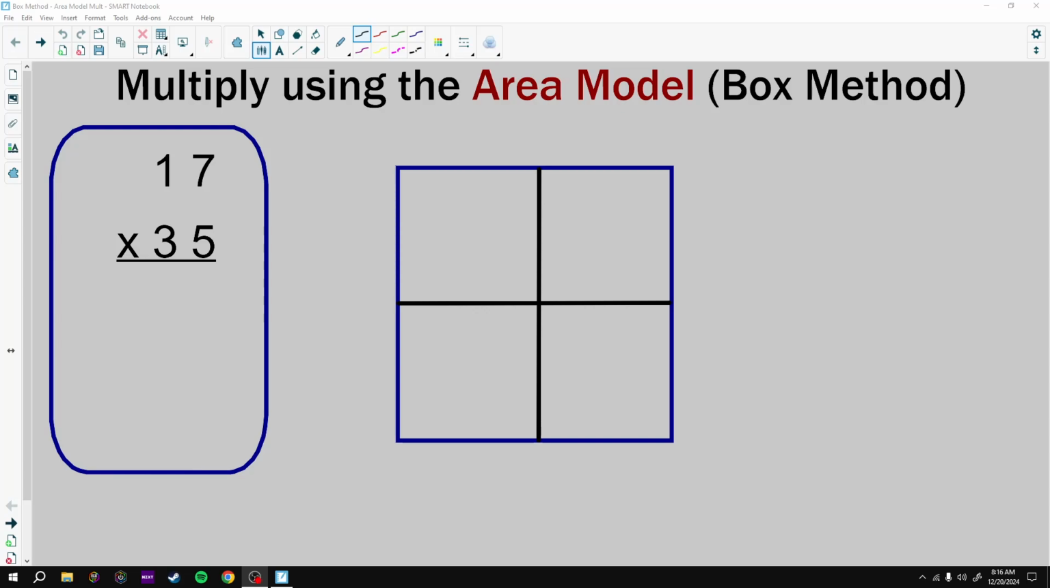Hi guys, Mr. Zigner here, and today we're looking at the area model, also called the box method, to multiply two-digit numbers. So you can see here I created the problem 17 times 35, which we'll also do over here. But first let's do it the traditional way.